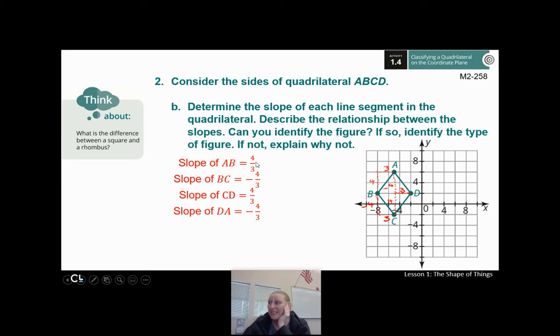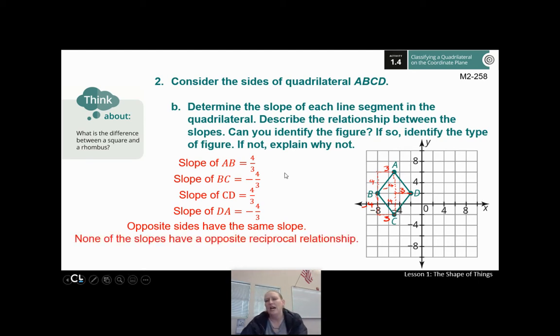But these guys are not opposite. So our opposite sides have the same slope. But 4/3 and negative 4/3 are not opposite reciprocals, right? They're opposites, but they're not reciprocals. They're not getting that flip thing going on. We don't have one of them as 3/4. So none of the slopes have an opposite reciprocal relationship.